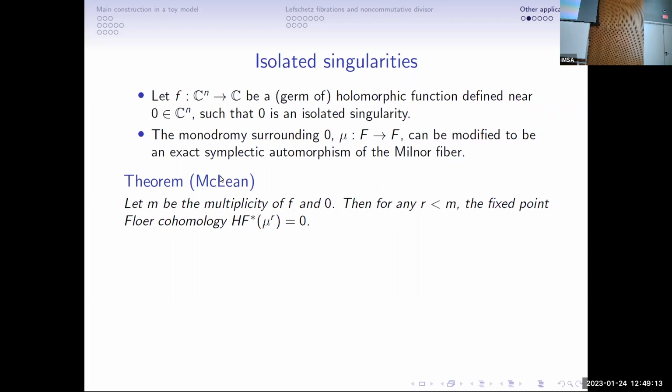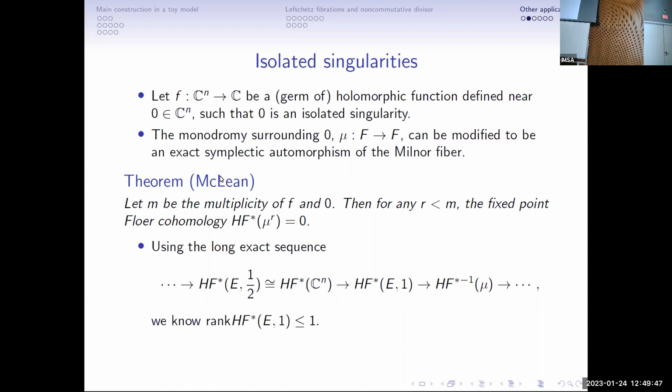So there is a theorem of McLean saying the following. Let m be the multiplicity of f at 0. Sorry, it's not at n, it's at 0. So if we consider the iteration of the monodromy, and let's say that the power we take is less than the multiplicity of the singularity, then the fixed point Floer homology of that vanishes. Okay. So it is proved using resolution of singularities, but we just need the statement.